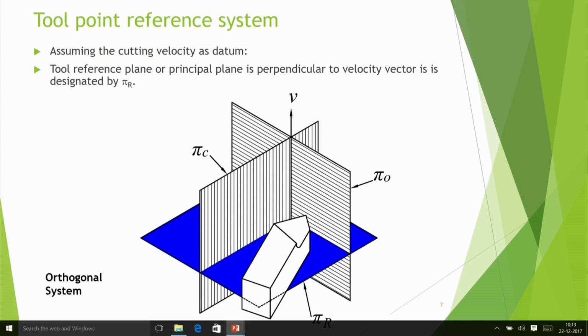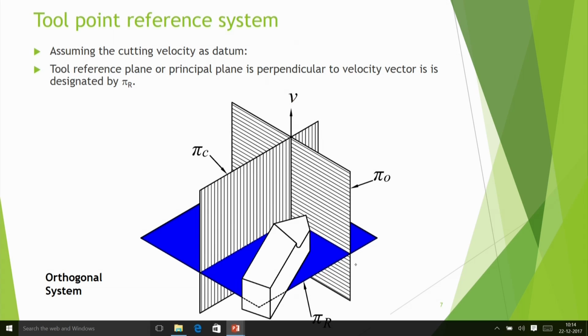So first let me discuss the general orthogonal system. In the orthogonal system, we discuss the tool point reference system. What we do is assume the cutting velocity as a datum. There is a relative motion between the job and the tool, which is denoted by V. This velocity vector is there.